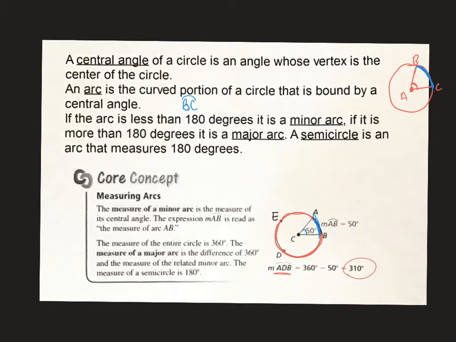Now, I added in this point E because if there's more than one other point that it goes through, it doesn't matter what point you pick. So we could still start at A, go through E, and around to B, and that's going to give you the exact same arc. It's still going to be 310 degrees. It's still going to be the exact same portion of the circle. It's just using point E instead of point D. So that makes no difference at all. But minor arcs, less than 180, major arcs more than 180, semicircles are 180. 360 degrees total in the circle.